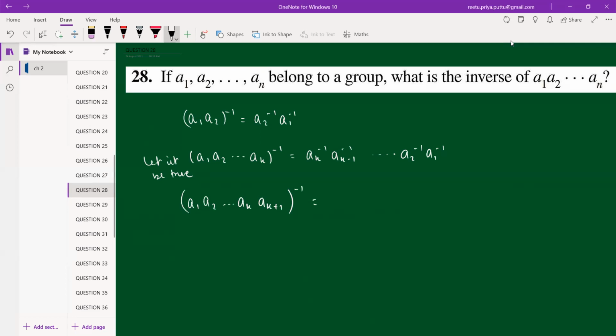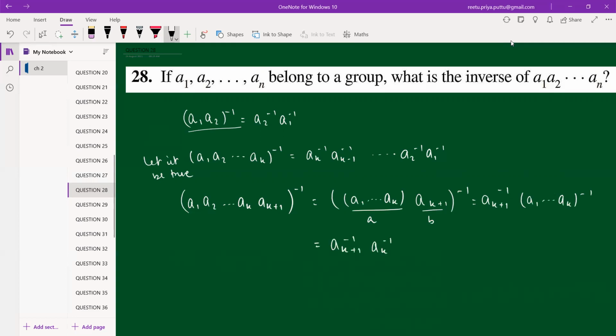What I will do is use the bracketing method. Till AK, I will consider it as one element, say A, and now I will consider one other element as B. So I have shown it for two elements already. So I will use AK+1 inverse and then (A1 to AK) inverse. Then this will give me AK+1 inverse, AK inverse and up to A1 inverse. So this is what we actually required.